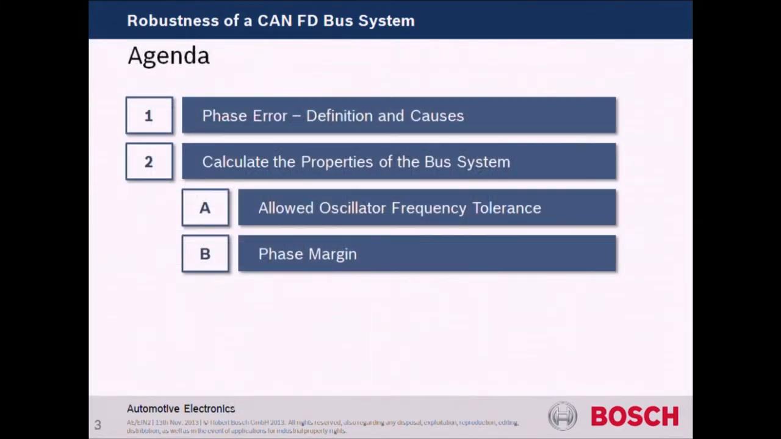Now I come to my agenda. I have two parts. The first part is some background, where I show you how a receiving node recognizes that an edge is shifted. In the second part, we will together calculate some properties of the bus system, and the results will help us decide whether it is robust or not.